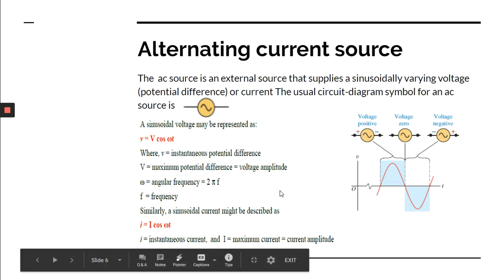Similarly here we can write the current as i equal to I cos omega t, or you can write I sin omega t. And this is your instantaneous value. This is your amplitude, or you can say the maximum value. And this is your angular frequency.